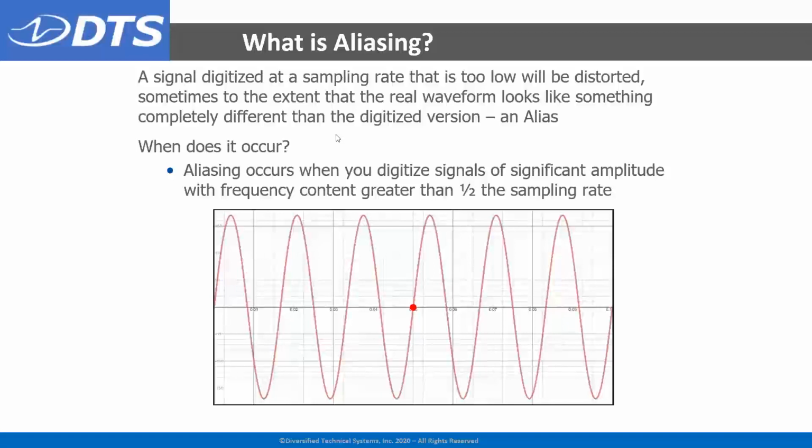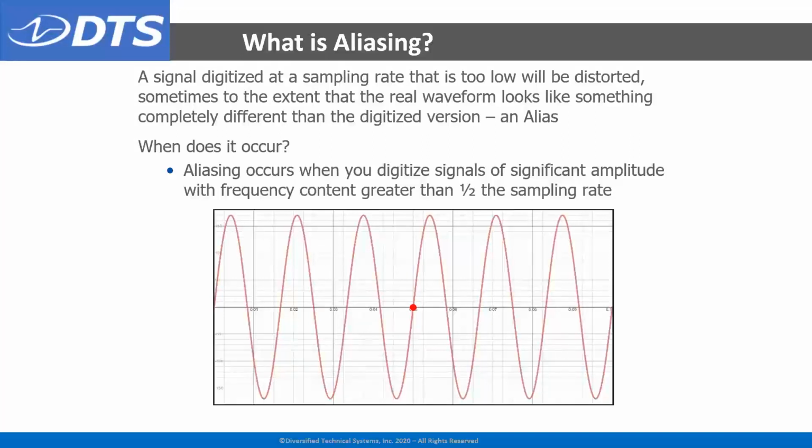So this leads us to the topic of aliasing, which is extremely important and must be controlled. The key point is that aliasing occurs when you digitize signals of any significant amplitude with a frequency content greater than 1/2 the sampling rate. So if you're digitizing at 10,000 samples per second, then your filter better remove most or all of the signal by the time the frequency is up to 5K.